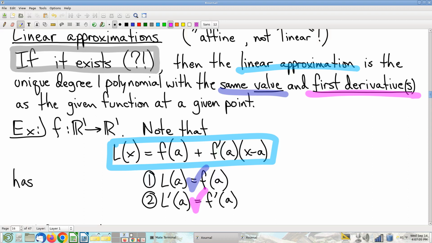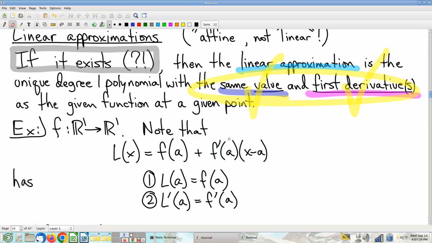Okay, so this is what I'm going to use as my starting point to generalize. When I say I'm going to be looking to do linear approximations of multivariable functions, I'm going to be looking for functions that have the same value and same first derivatives as whatever it is we're trying to approximate. In other words, I'm going to be looking for a multivariable version of these two equations right here. So, all right, let's do it.